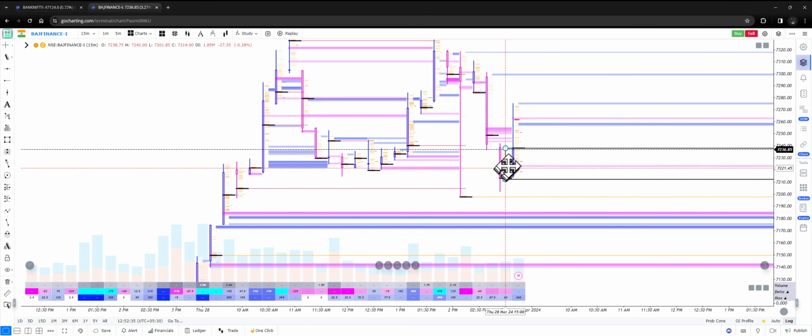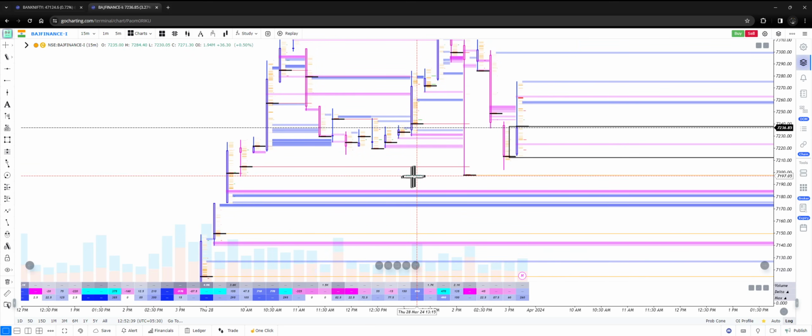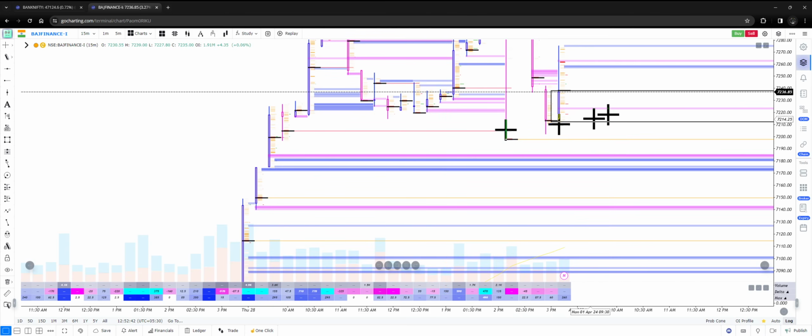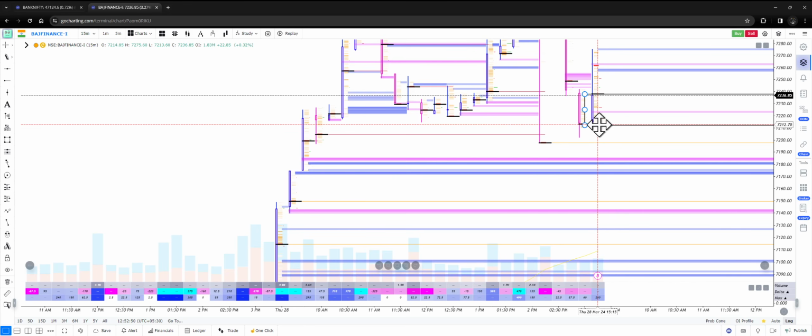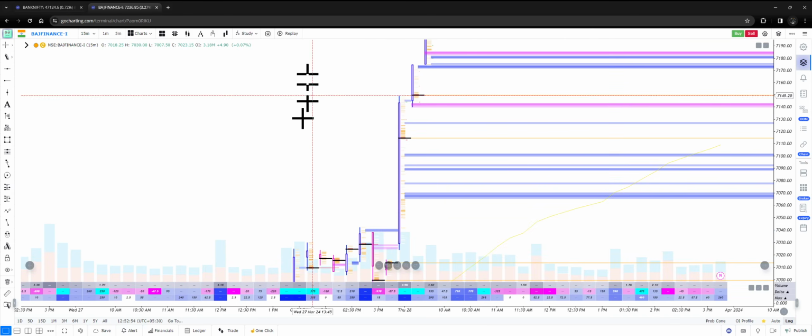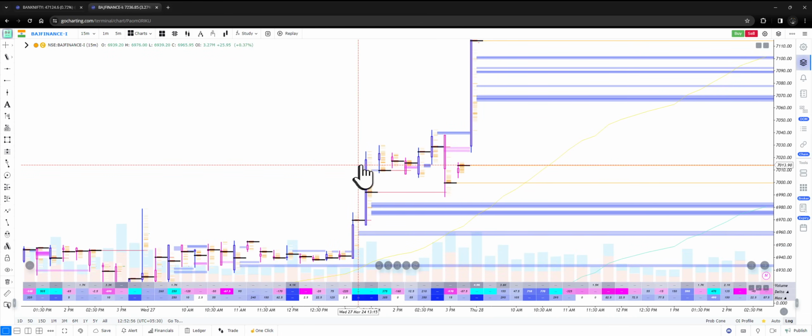Similarly, if we have this consolidation happening for a really long time on a 15-minute time frame or even a 5-minute time frame, and you see the market spending a lot of time in that particular area with the volume clusters very close to each other, you can play this out, and it works out really well.